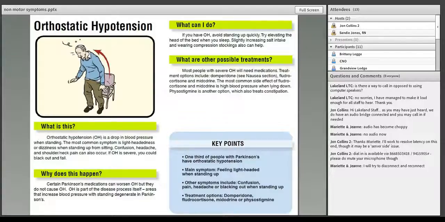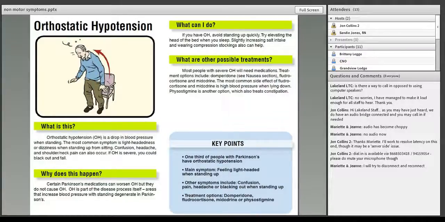Certain Parkinson's medications, for example, levodopa, the gold standard, the one most commonly given for Parkinson's, can make orthostatic hypotension worse. But orthostatic hypotension is part of the Parkinson's disease process in and of itself, as well as a side effect of medication. And because areas that normally increase blood pressure in the brain when people are standing also degenerate and deteriorate. So that's why orthostatic hypotension occurs in people with Parkinson's.